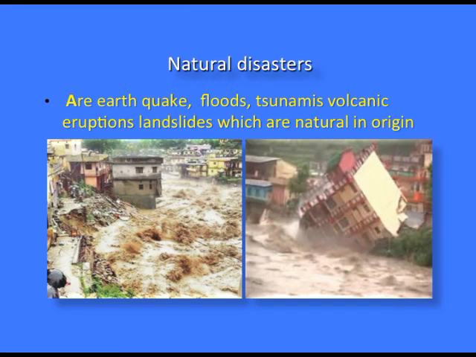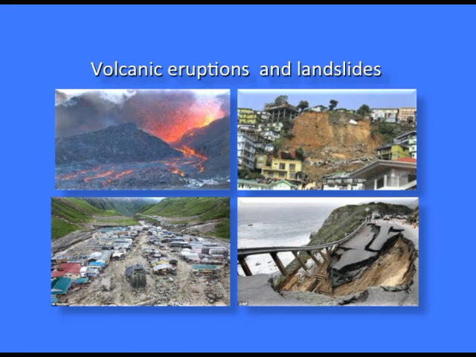Now let us see what the different types of natural disasters are. The natural disasters are, for example, earthquakes, floods, tsunamis, volcanic eruptions and landslides. You can see on your monitor the disaster of Uttaranchal, where heavy flood led to landsliding and damage to property and life. Similarly, here there are certain pictures where you can see some volcanic eruptions, severe landslides, road damage and whole city damage.